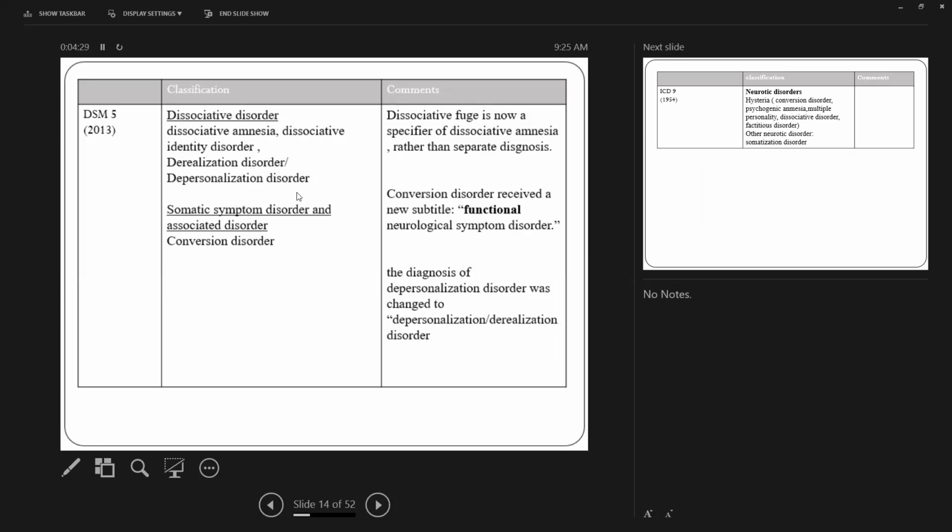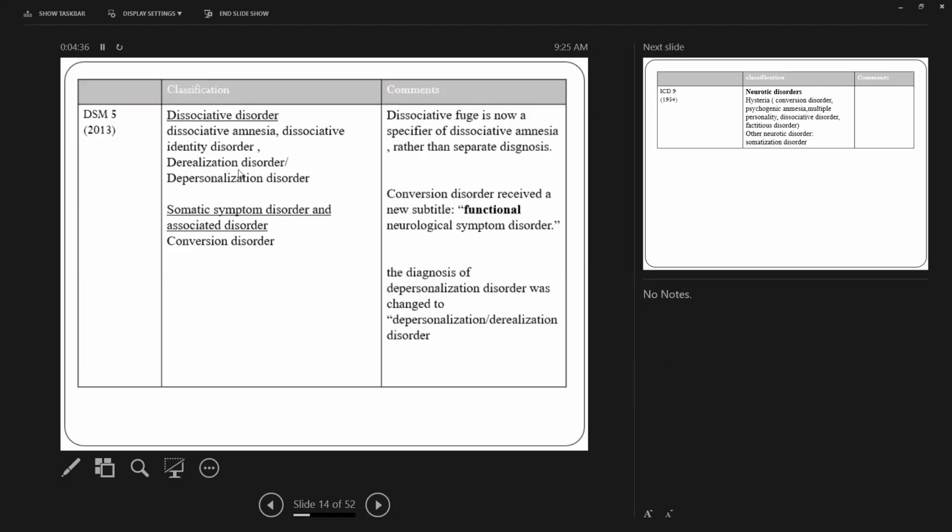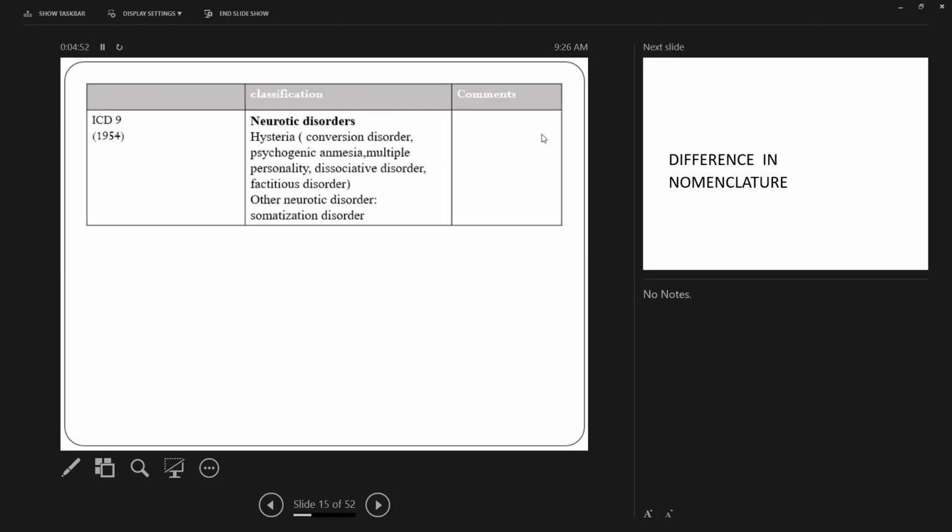So, derealization disorder and depersonalization. In the earlier editions of DSM, there was only derealization disorder. Depersonalization was added for the first time in DSM-5. And dissociative fugue is now no longer a separate diagnosis. It is now a specifier for dissociative amnesia. In ICD-9, they were classified under neurotic disorders under hysteria: conversion disorder, psychogenic amnesia, multiple personality disorder, and fictitious disorder.